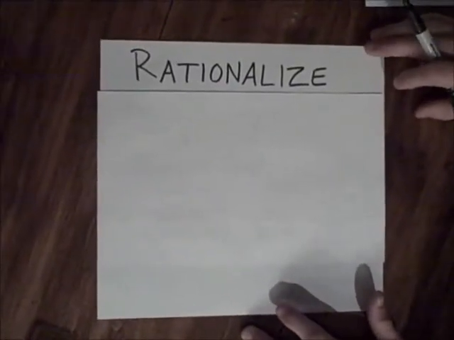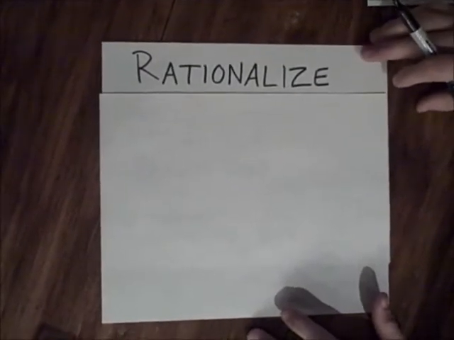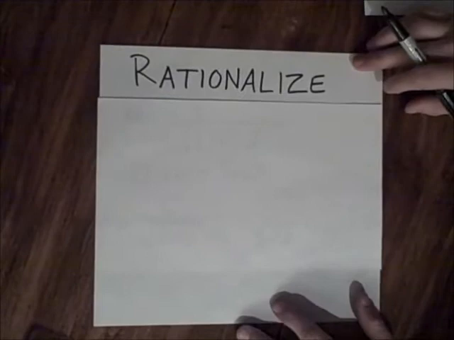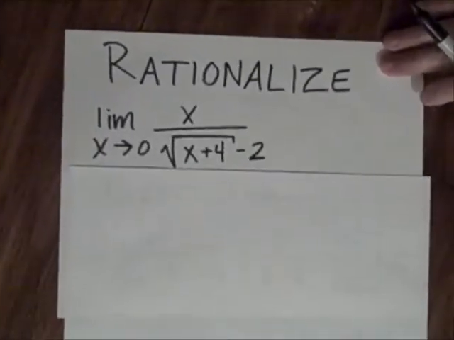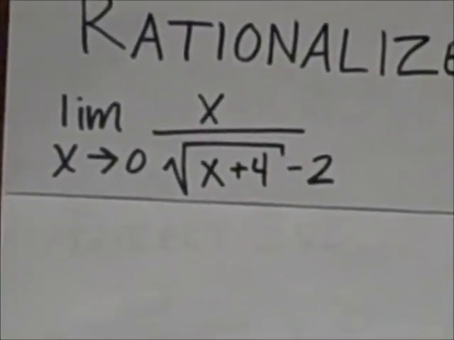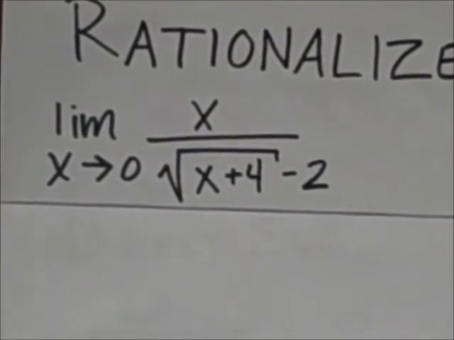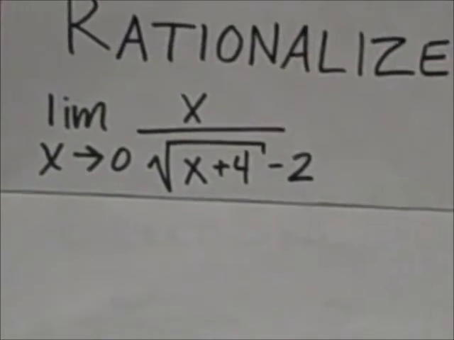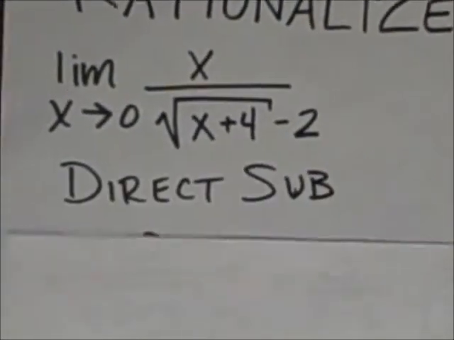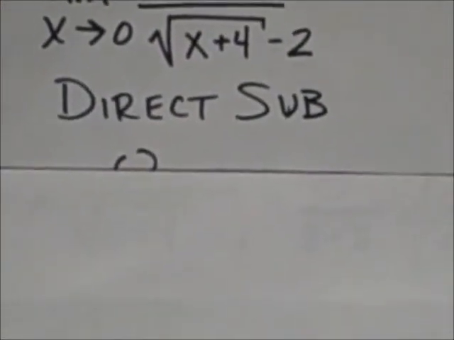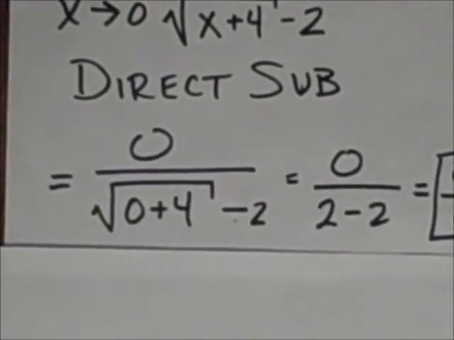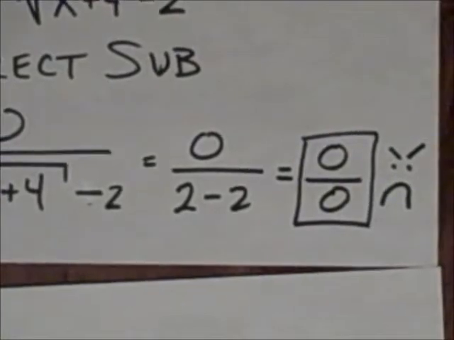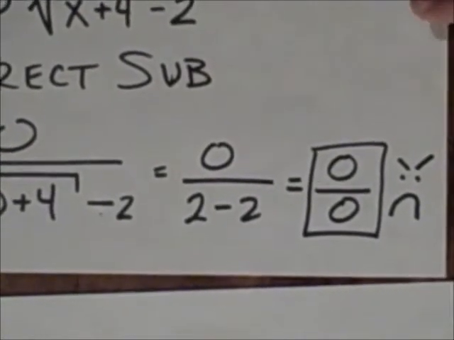Welcome back again. We will now show you the third technique to evaluate limits, which is rationalizing. So we have our example here. As x approaches 0 of the limit of x over the square root of x plus 4 minus 2. We again start with the most basic technique, direct substitution. And as we replace all the x's with zeros, we find that we get the indeterminate form 0 over 0, which everyone knows is no good.